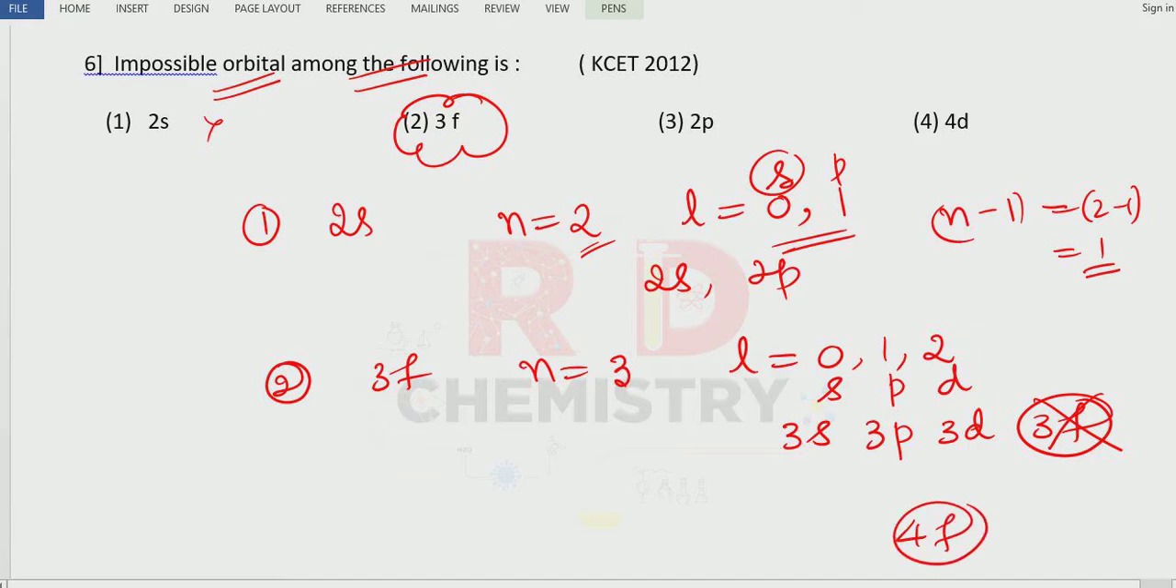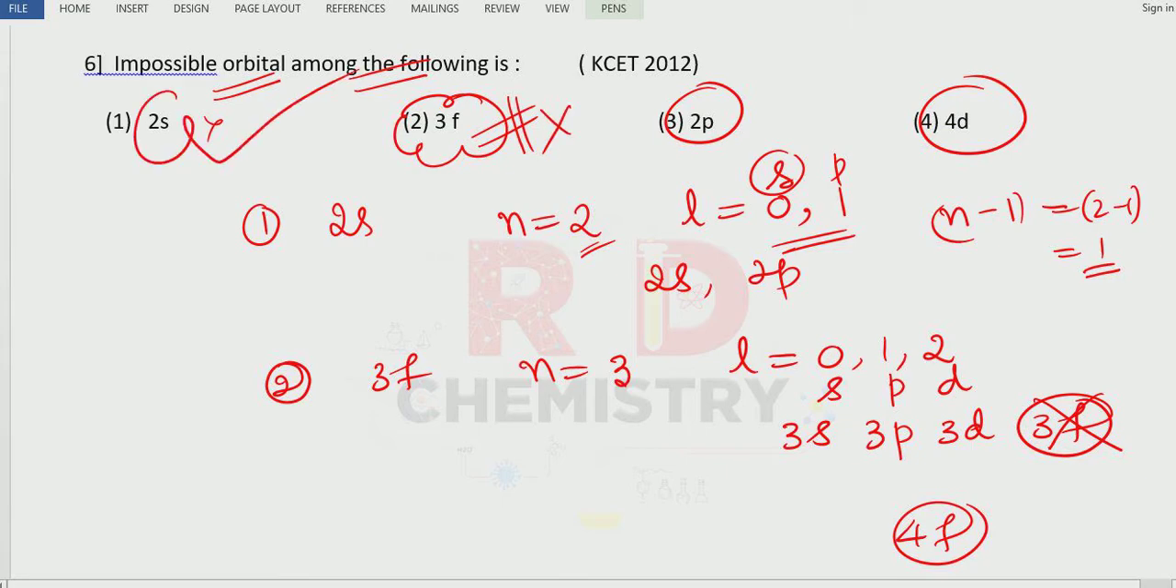4d can exist, 2p can exist. So the answer here: 2s exists, 2p exists, 4d exists, but 3f doesn't exist here. So the second one is the answer.